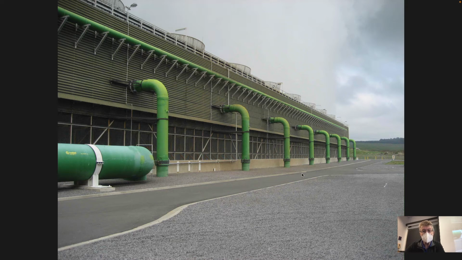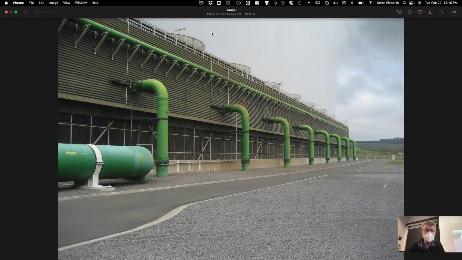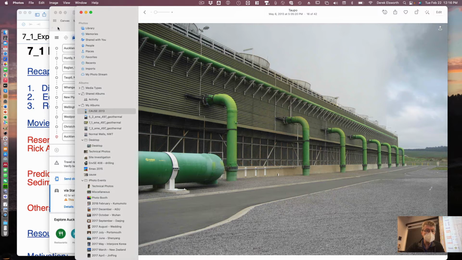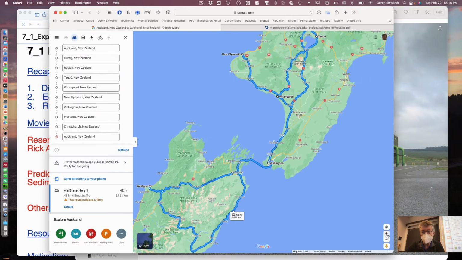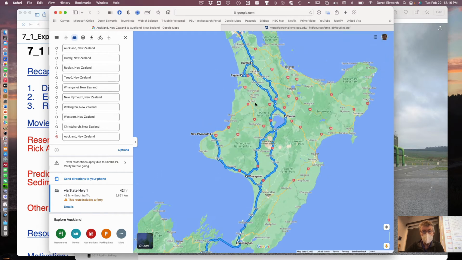So in terms of the geography of this, you saw those. We go back to this. So those places we just looked at were Raglan on the coast, Huntly for the power station. The Waikato River goes down this way, almost to Auckland.